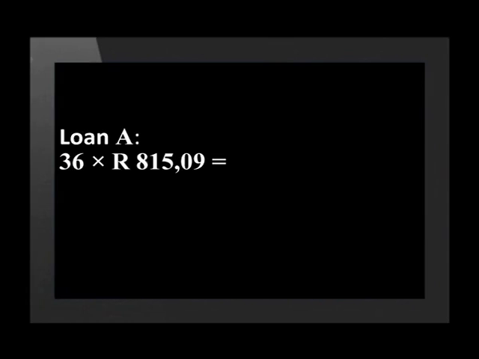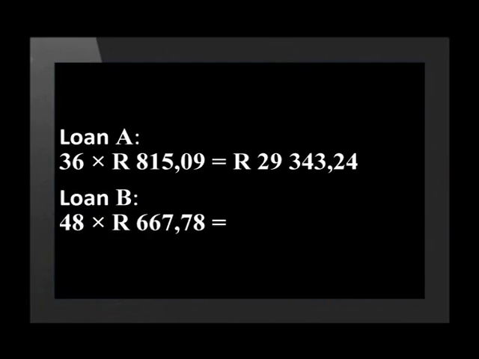A monthly repayment of 667 Rand is far more attractive than one that is over 800 Rand a month. But which one is more expensive in the long run? After 36 months of paying 815 Rand and 9 cents, Thabo will have paid a total of 29,343 Rand and 24 cents. After 48 months of 667 Rand and 78 cents, Thabo will have paid a total of 32,053 Rand and 44 cents. It makes more sense for Thabo to choose Loan A over 3 years.